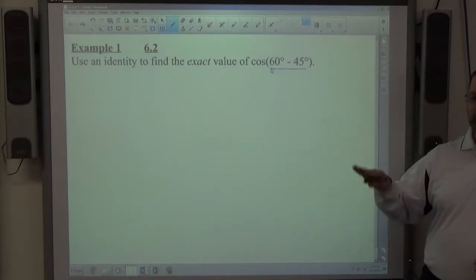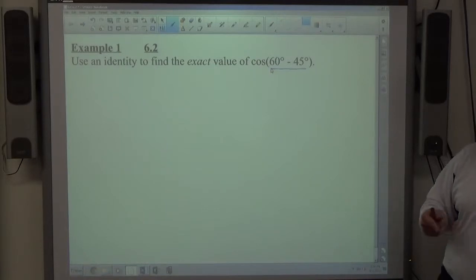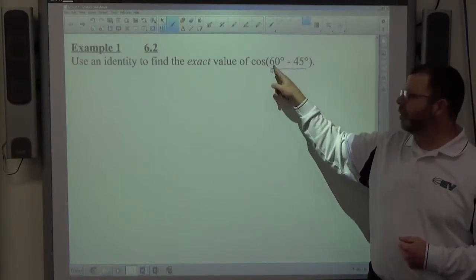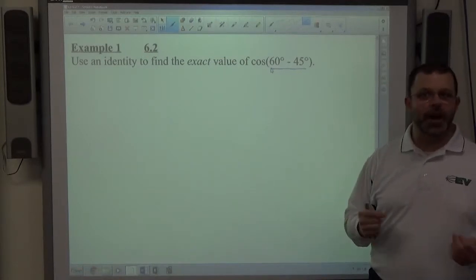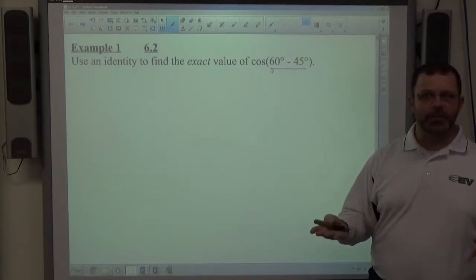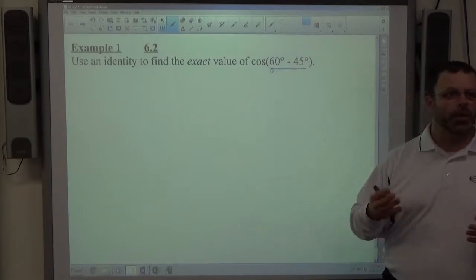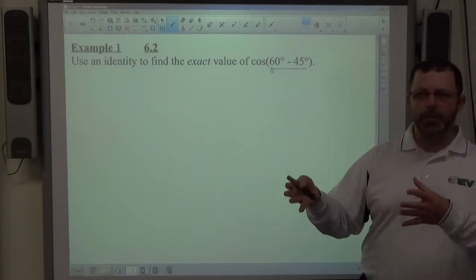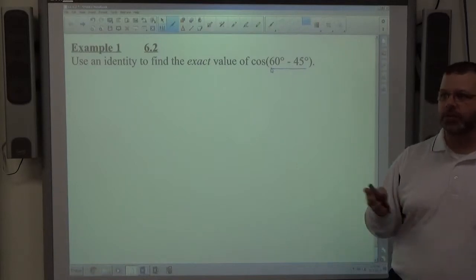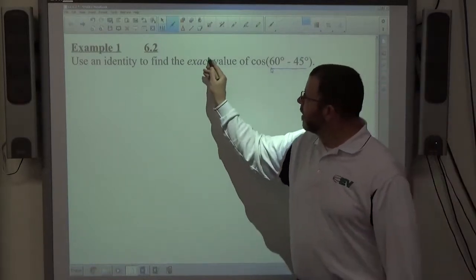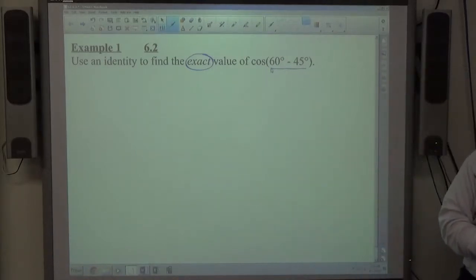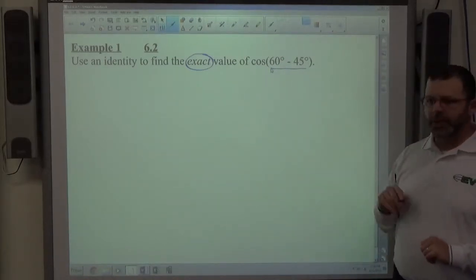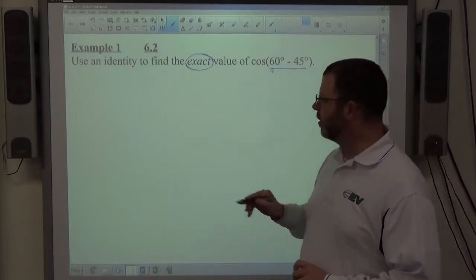But we have the ability to use what we know in order to find exact values of things we don't know, as long as we have the ability to take two things we do know and add or subtract them to make it. For example, if I was trying to do 75, 30 plus 45 is 75, and 30 and 45 are numbers I know. So if you take angles you know and you're able to create the angle you're looking for out of those angles, you're good to go. When it says exact value, it's looking for a square root structure. It's not looking for a decimal approximation. And where I'm going for these is numbers 32, 33, and 34 on your sheet.